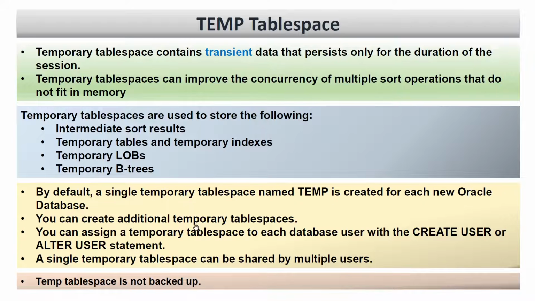You can create additional temporary tablespaces. You can assign a temporary tablespace to each database user with a create user statement. So when you create a user, or afterwards using alter user, you can specify a different tablespace. Let's say I have 5 temporary tablespaces and 5 users. Each user can have a different temporary tablespace. One temporary tablespace will be at the default level. So if I don't specify, then it will take the default temporary tablespace. But while creating the user I can specify it, or after the user is created, I can use alter user to change the temporary tablespace for that particular user.